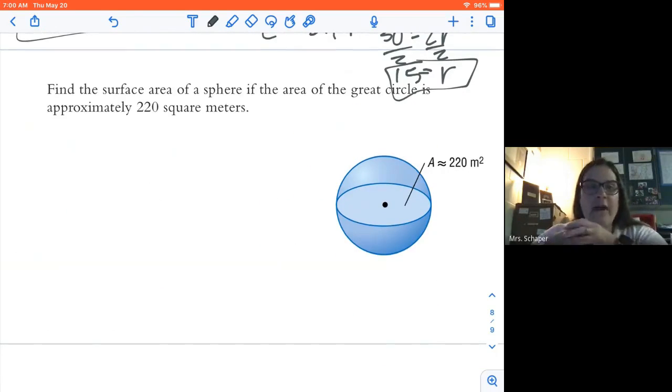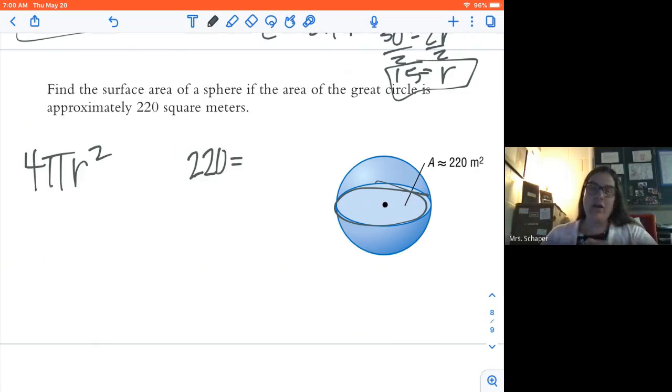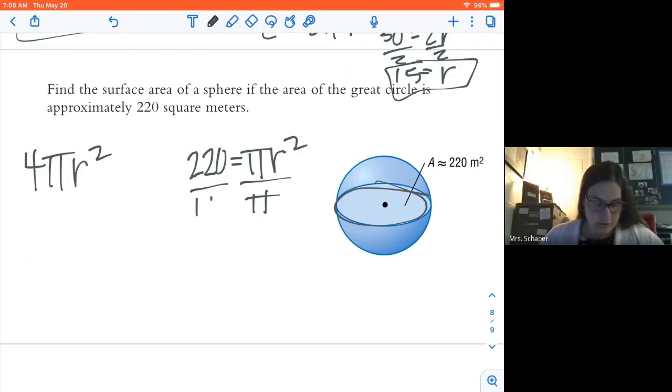All right, we got one more here. Ooh, I like this. Find the surface area if the area of the great circle is approximately 220 square meters. Again, we're having to do some solving here. Surface area is 4 pi r squared. We know the area of the great circle is pi r squared, which is 220. So we're going to start by dividing by pi. 220 divided by pi is approximately 70.03. And then I'm going to square root that.